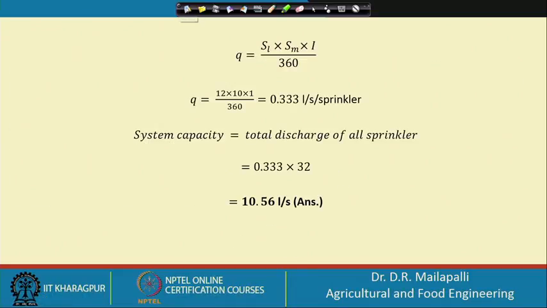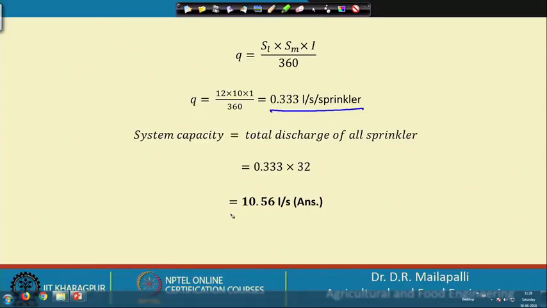And finally, you get the system capacity, which is the total. So, you get Q is equal to 0.333 liter per second per sprinkler. Since you have 16 sprinklers on each lateral, total 32, with 2 laterals, you get 10.56 liter per second. This is the system capacity.